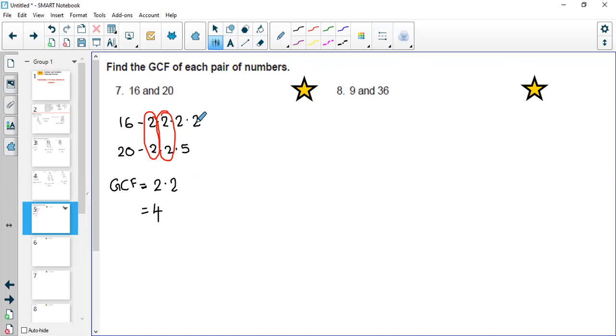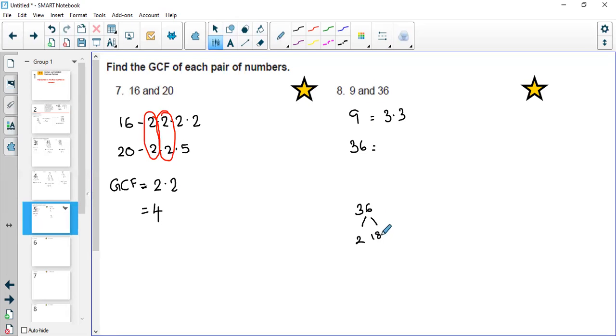Once you have perfected yourself in doing the prime factorization, this becomes easier. Let's try this. 9 and 36. Okay, so what is going to be the prime factor for 9? It's not going to be a 2 because there is no 9 in the table of 2. So it has to be 3. 3 threes are 9. Now for 36 as well, you can start with a 2. Okay, now let me show you that.